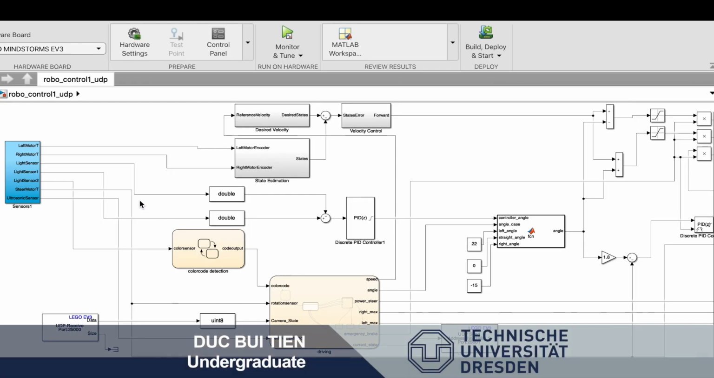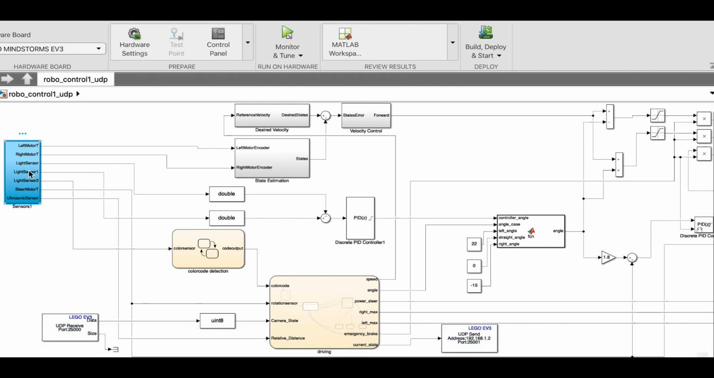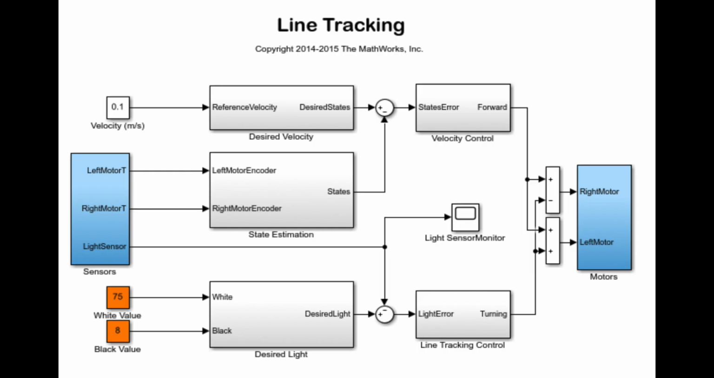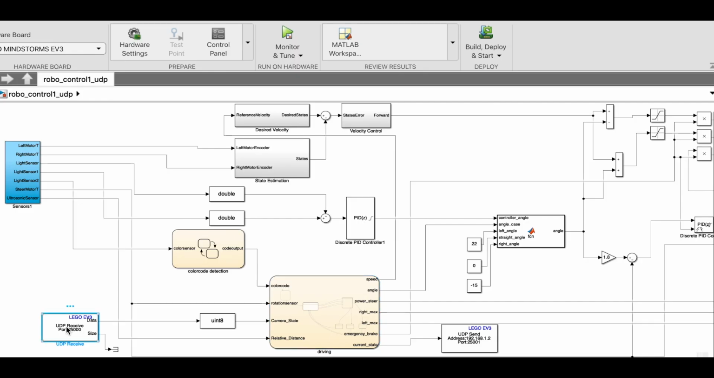Duke has worked on calibrating the actuators of the Lego robots. Since sensors and actuators are quite heterogeneous hardware, it's not easy to build a model that suits all the vehicles. In the meantime, to have a robust communication with the workstation, the Simulink and Stateflow models had to be feasible. Here you can see the added line tracking algorithm and the UDP blocks on Simulink, which are required for the hardware.